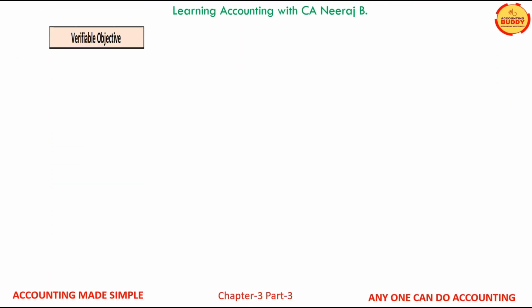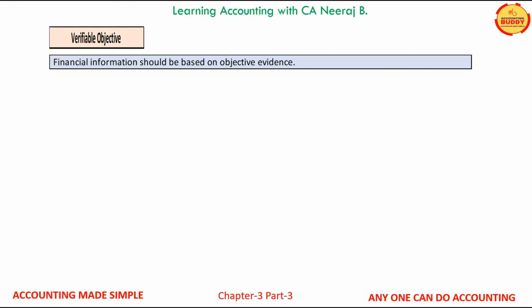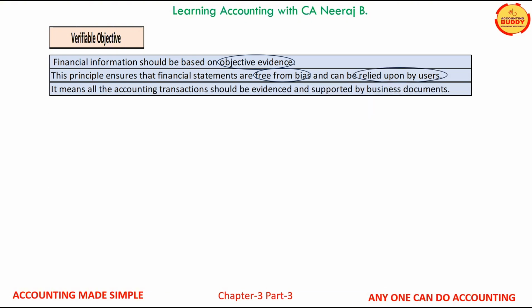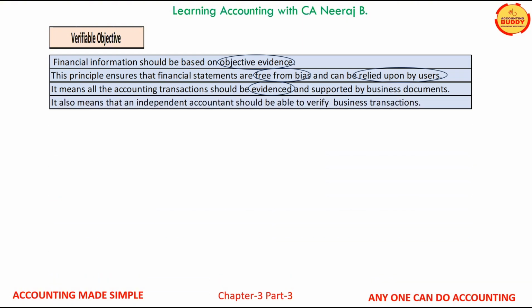Verifiable principle says that the financial information should be based on objective evidence. In simple words, every financial transaction recorded should be verifiable either by documentary evidence or a process or a calculation, as the case may be. Thus, this principle ensures that the financial statements are free from bias and can be relied upon by the users. This principle ensures that without any exception, every business transaction should be evidenced and supported by a document. It also means that at all times, an independent accountant should be able to verify the business transaction.